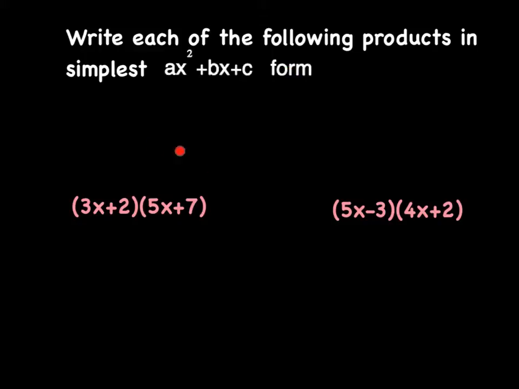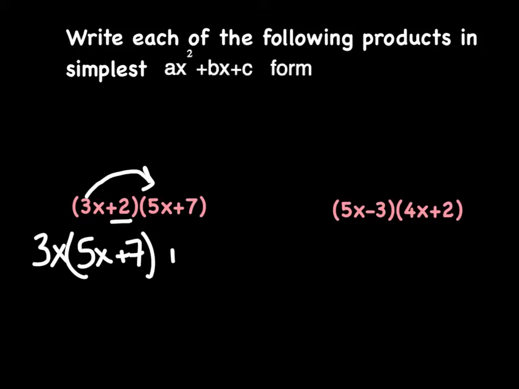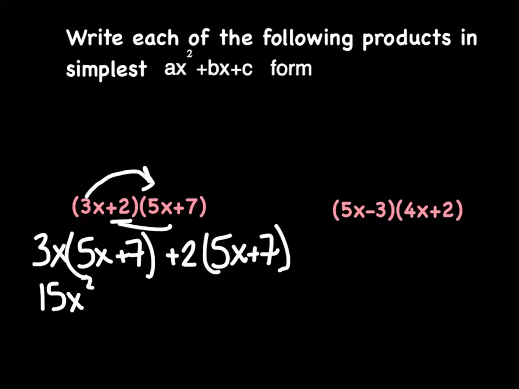So let's take this first example. Now, you can multiply this in a multitude of different ways. So I'll show you a couple different ways, and you do what's good for you. The first one is that distributive method, where you're going to take the 3x times this whole quantity. So I'm going to say it's 3x times 5x plus 7. Then I have a plus 2 times this quantity, 5x plus 7. I'll clean it up, multiply. So I've got 15x squared plus 21x plus 10x plus 14.